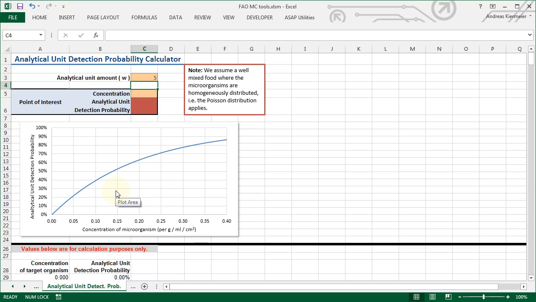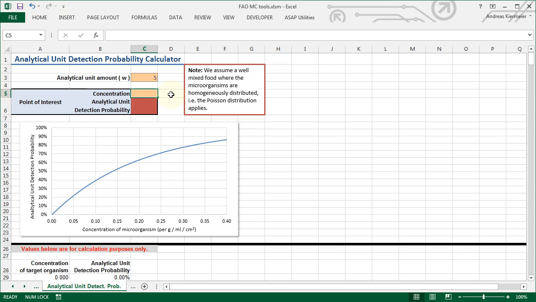The curve at the bottom relates the concentration of the microorganism in the food to how likely we are to capture and detect it in our microbiological test. We can also use the calculator to calculate a particular detection probability for a given concentration that we might be interested in as part of this area labeled the point of interest.